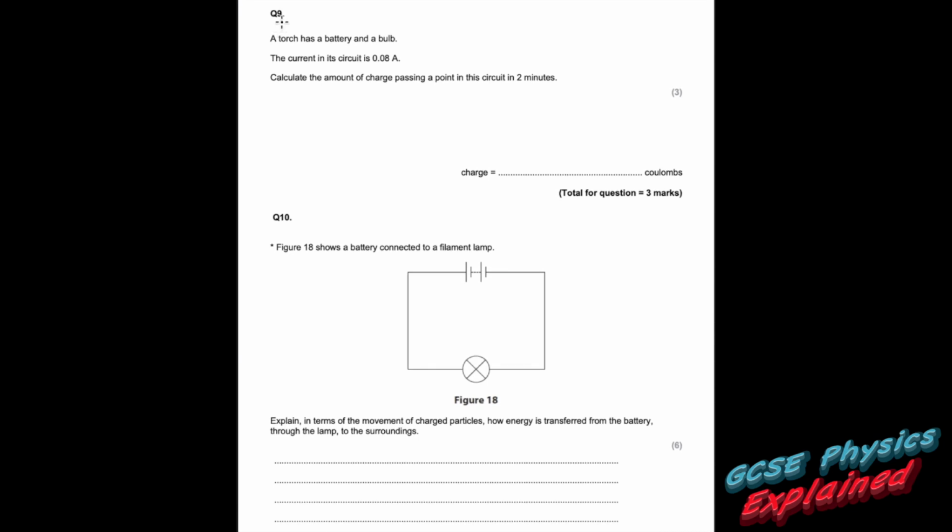Question 9. A torch has a battery and a bulb. The current in its circuit is 0.08 amps, so that's current I. Calculate the amount of charge, so that's Q, our target, passing a point in this circuit in 2 minutes. Remember you've got to convert minutes into seconds. So that's 60 seconds times 2, which is 120 seconds.